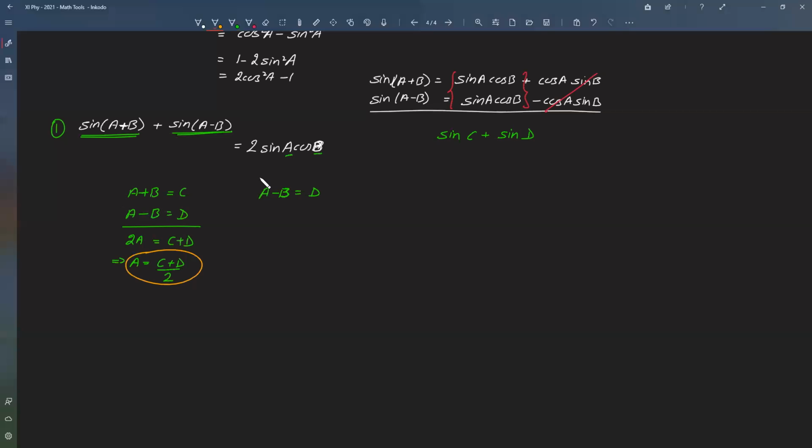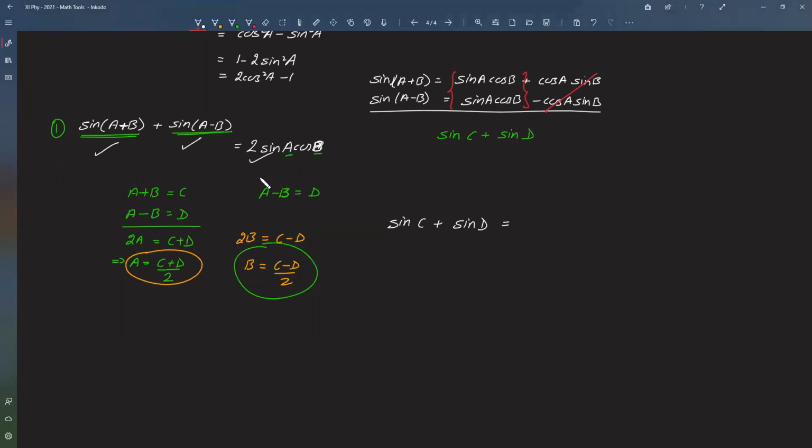So anyways, that is A, which is equal to C plus D divided by 2. Similarly, if you subtract these two, you will get 2B, which is equal to C minus D. So B is equal to C minus D divided by 2. That means from here you now have the final expression, which is in terms of sine C plus sine D. And what is on the right hand side?